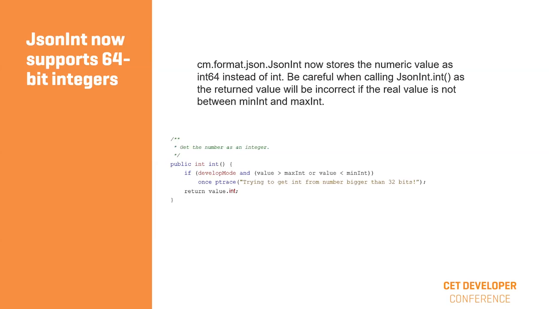You can see in the example that there's a develop mode check for if the value is bigger than the maximum int value, like the 32-bit value, or it's below the min value of 32-bit ints. This of course is because the range for 64-bit ints is much larger than 32-bit ints. So just make sure that you have a check for that before you actually use it somewhere.